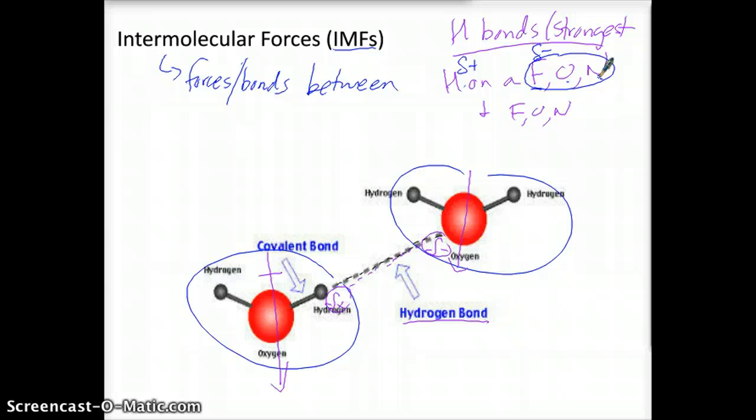Since water forms hydrogen bonds, that's what gives water its very high boiling point relative to other molecules of its same structure. So hydrogen bonds are the strongest. We need to know how they form as described here and how to identify them in diagrams.